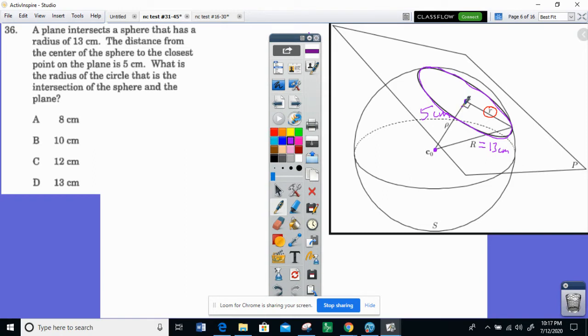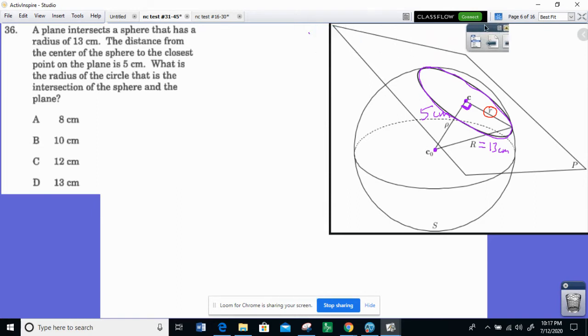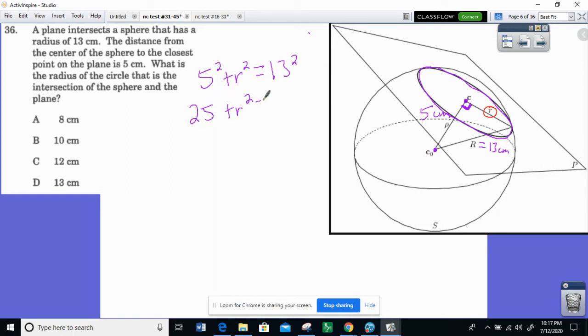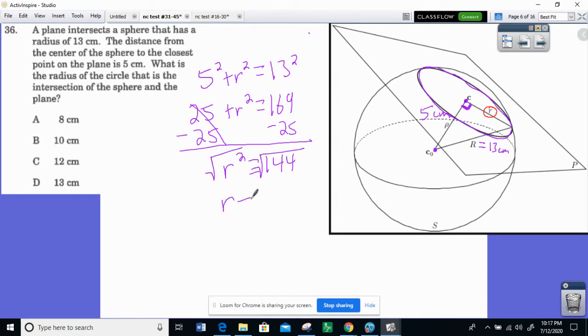Well, since we measured distance at a right angle, we are going to solve this question using the Pythagorean theorem. So that's going to be 5 squared plus r squared equals 13 squared. So 5 squared is 25 plus r squared equals 169. And now we want to take 25 away from both sides. So that gives us r squared equals 144. So we can take the square root of both sides, and we are going to get that r is 12, which is why the answer is C, 12 centimeters.